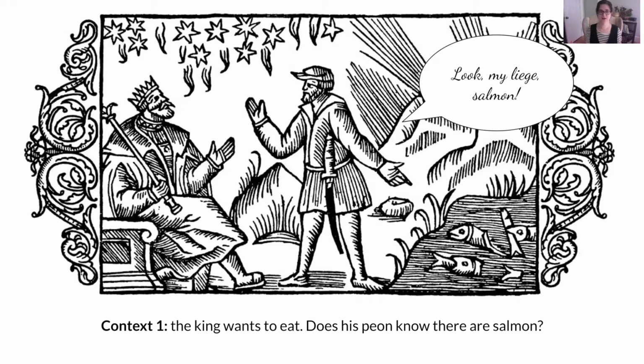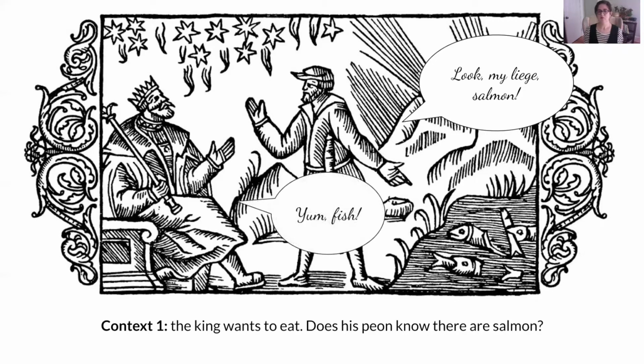Suppose we've got a peon and a king, and the peon here is pointing to a river and making a statement: look, my liege, salmon. Now suppose that we're in a conversational context where the king wants to eat. He wants to know whether there are salmon in the river because he would like to know if he's going to find something to eat. So does the peon know that there are salmon in this case? We usually think that, yeah, why not? He's seen the salmon, he's pointed at the salmon, the king wants to eat, they're good fish for eating, so the peon knows for this context that there's salmon. So the king says, yeah, the peon knows he has salmon.